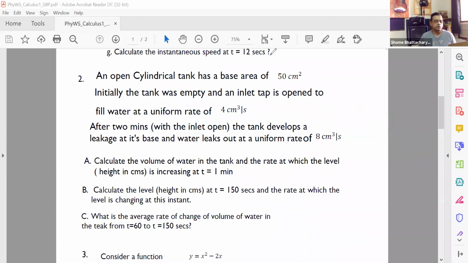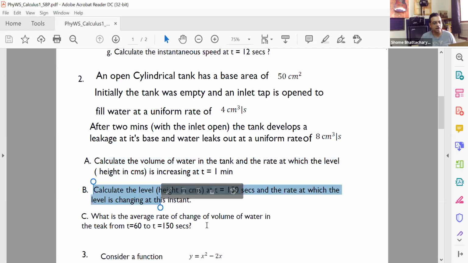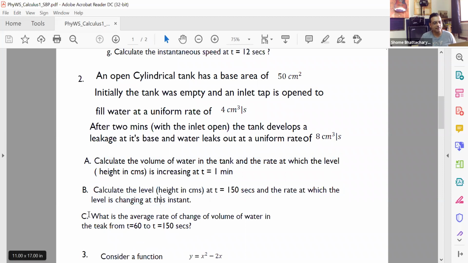So let's just switch to the whiteboard. What all do we have to calculate? We have to calculate the rate at which the level of water is changing after 1 minute. Same thing after 1.5 minutes. And we have to calculate the average rate of change from 60 to 150.